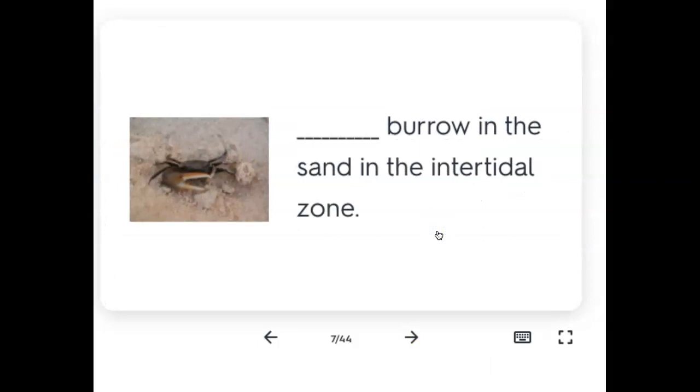Crabs are an example of an organism that can burrow into the sand in the intertidal zone. So that would be like up at the beach.